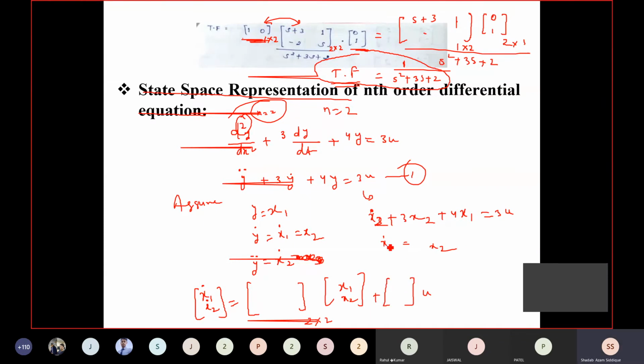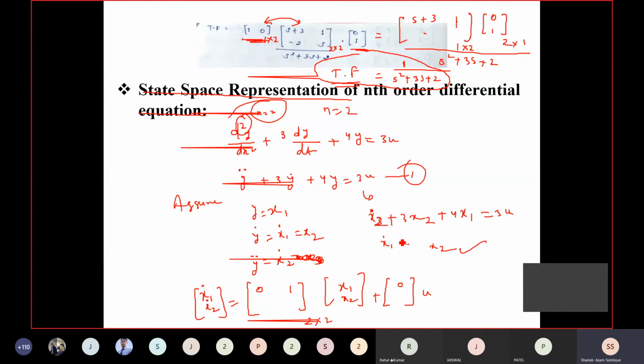So now see what will be x1 dot? x1 dot is only x2. This will be 0 1, and u is not there, so that will be 0. x1 into 0, and x2 into 1, which is equal to x2, and 0 into u, this is 0. So this equation is over. I'll try to write the next equation.